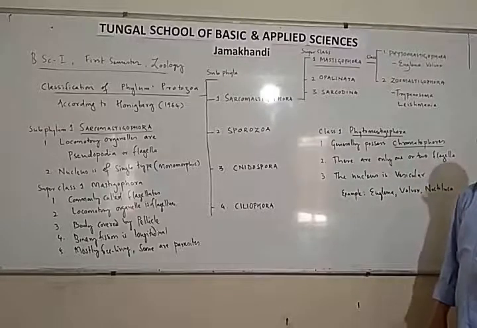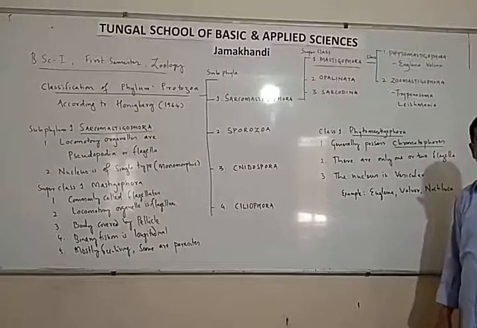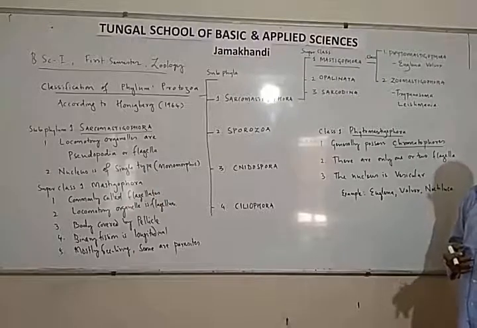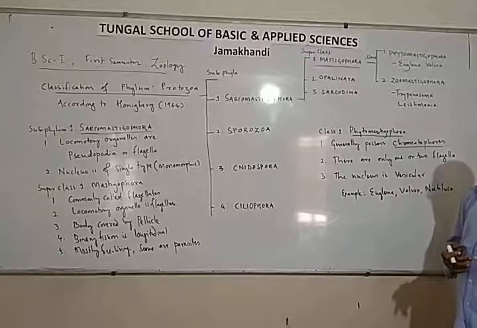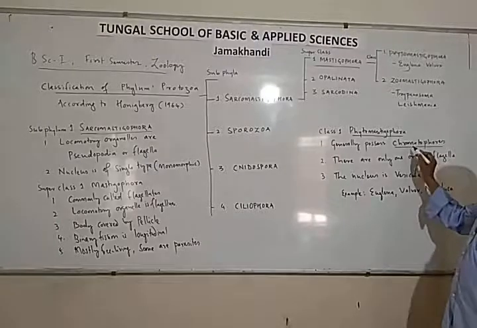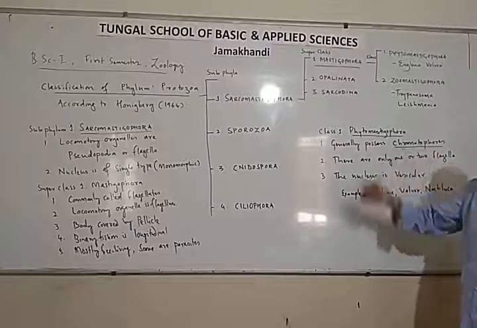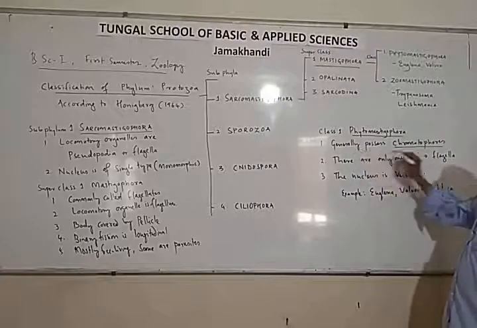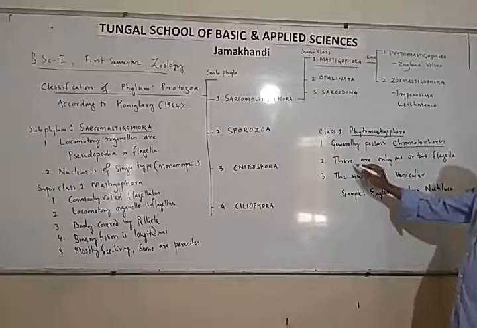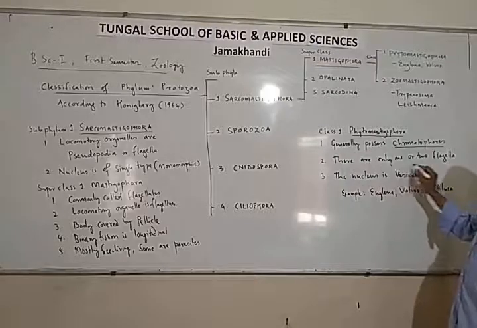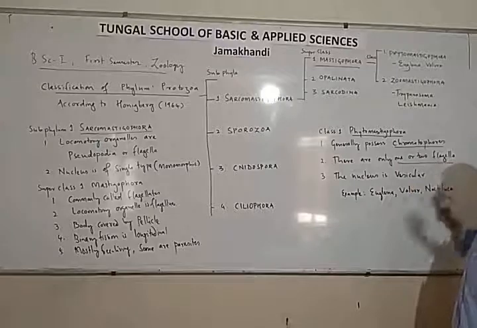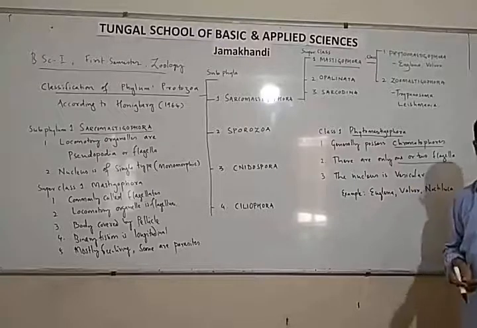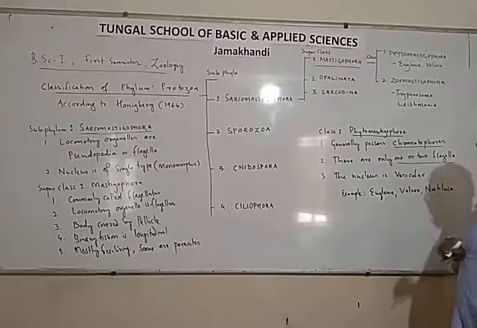Plants are green in color because of what? Because of the presence of chromatophores. Here chromatophores are present for the synthesis of food in presence of light. So generally they possess chromatophores. There are only 1 or 2 flagella. Not so many flagella are present, either 1 or 2.